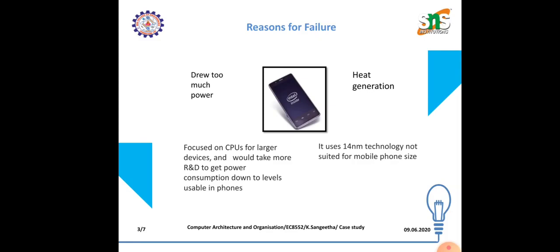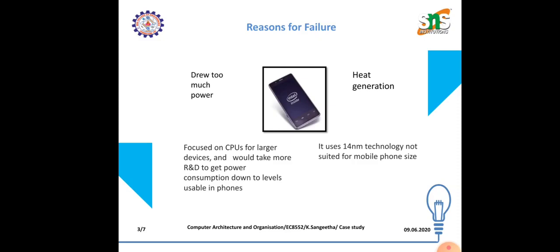The first one is that it draws too much power. The next one is heat generation, and Intel focused on CPUs for larger devices, which would take more R&D to get power consumption down to levels usable in phones. And the main reason is that it uses 14 nm technology, not suited for mobile phone size. Let us see the failure reasons one by one.